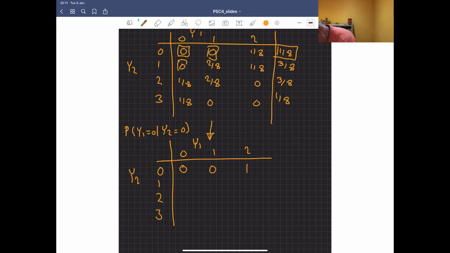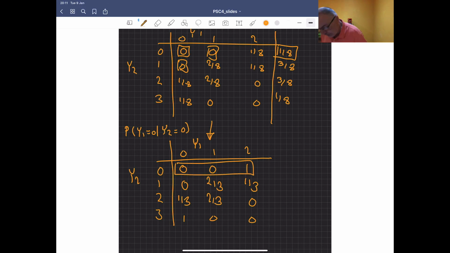Again, we can continue on with this. We can now do 0 divided by 3/8, that's 0. 2/8 divided by 3/8 is 2/3. And 1/3. We've got 1/3, 2/3, 0, 1, 0, 0. Notice each row of this is a valid probability mass function. Just because it's conditioned, it's still a probability mass function. You've just got this extra information, you've locked it in, and you have a new probability mass function.